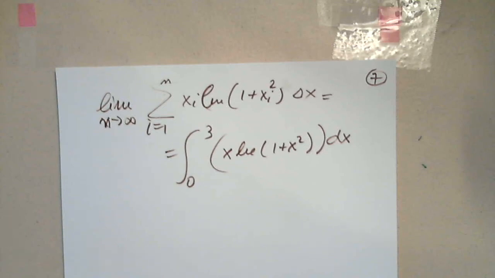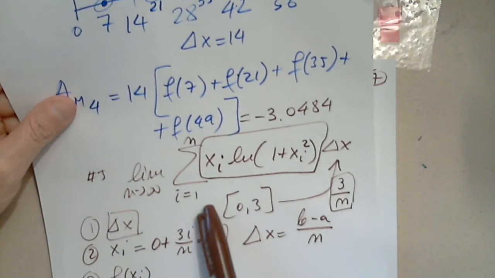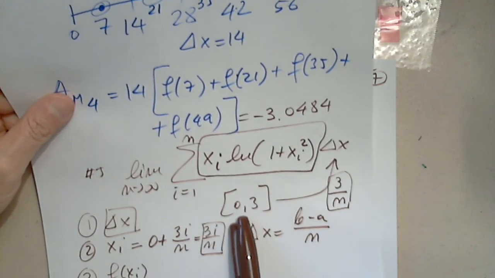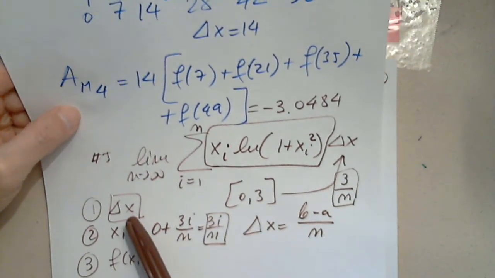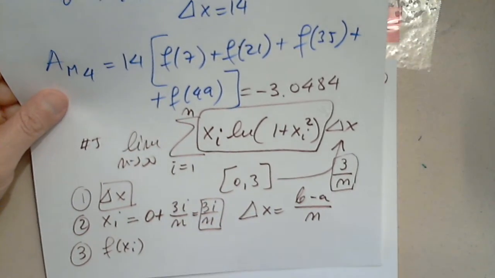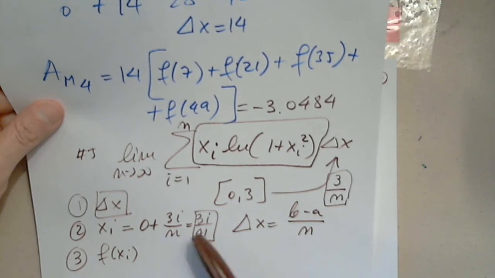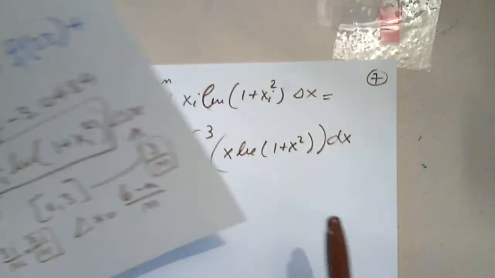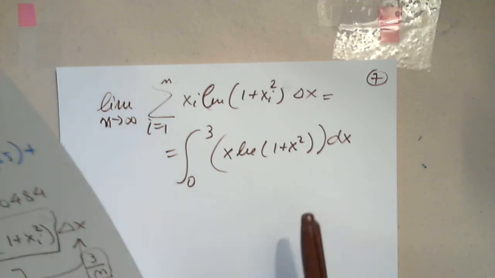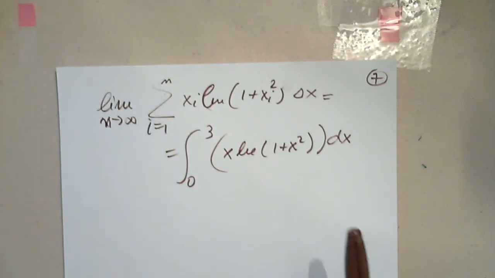log of 1 plus x squared. So once we have the limit and we are given the interval, we can always determine the delta x, xi, and f of xi. I didn't have to do anything else. I just needed to identify the function. That's all I really needed to do. So the function is obviously x natural log of 1 plus x squared, and of course dx.